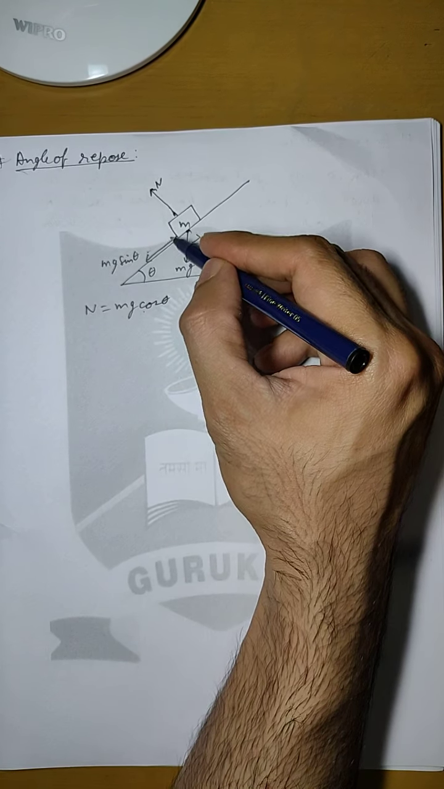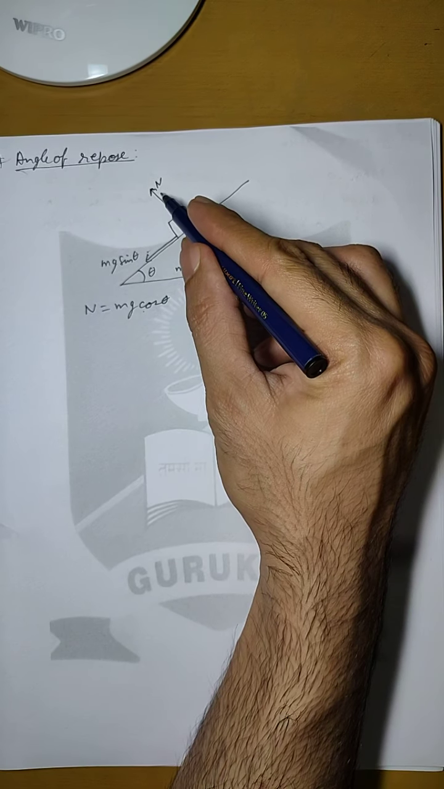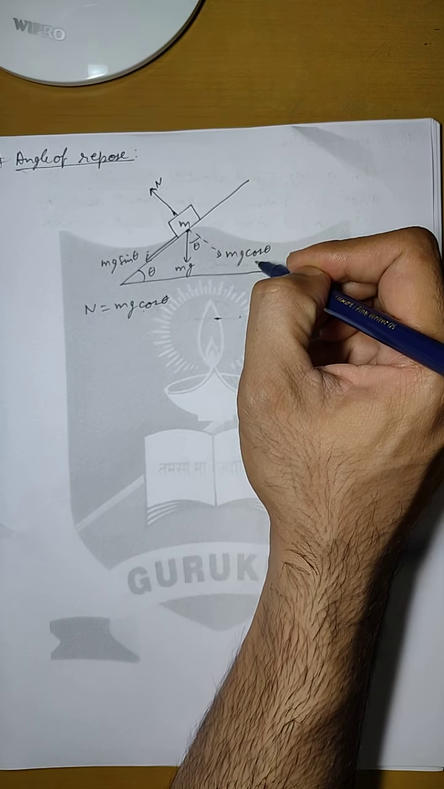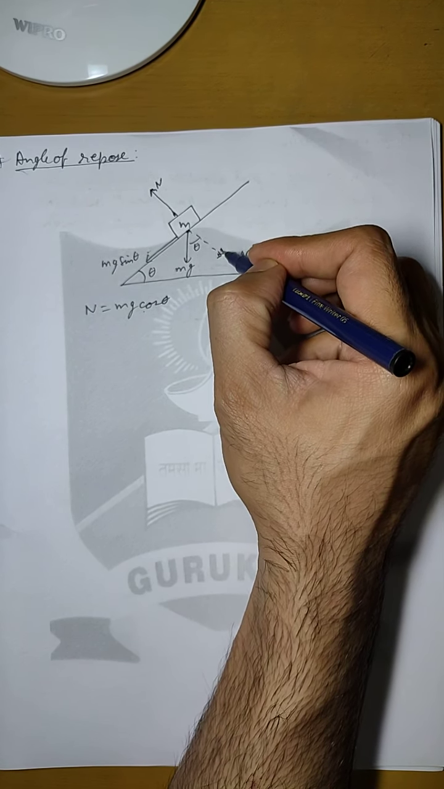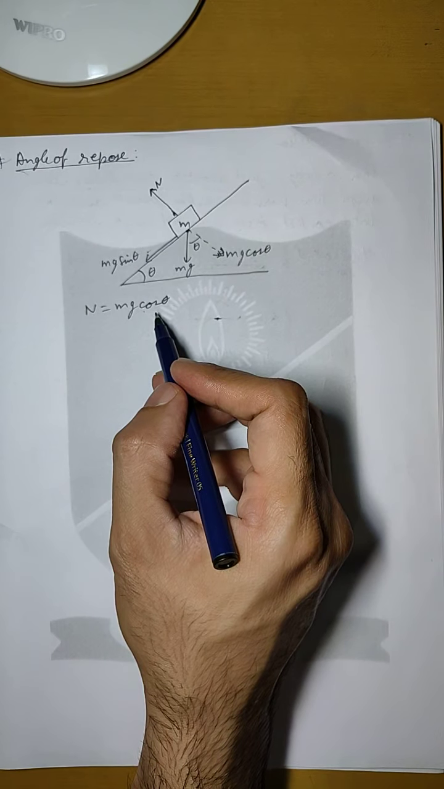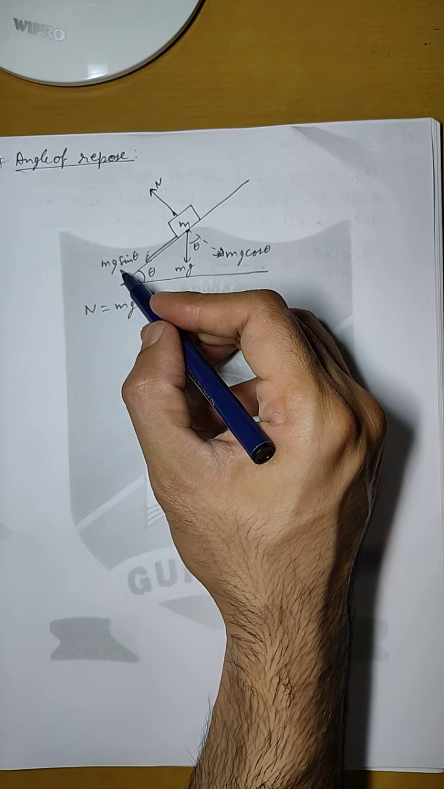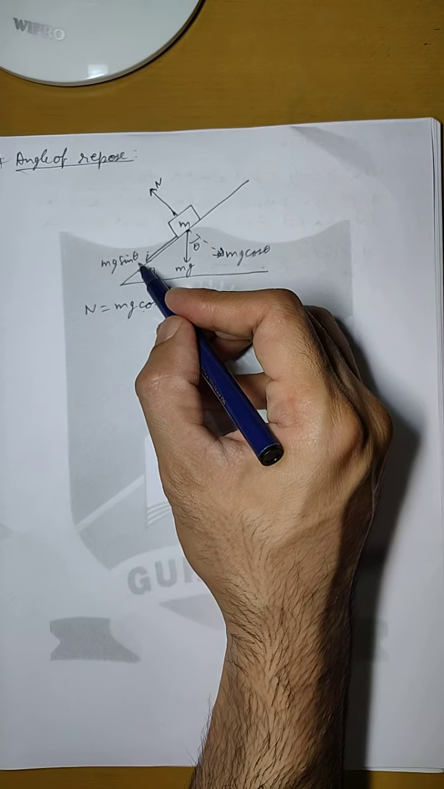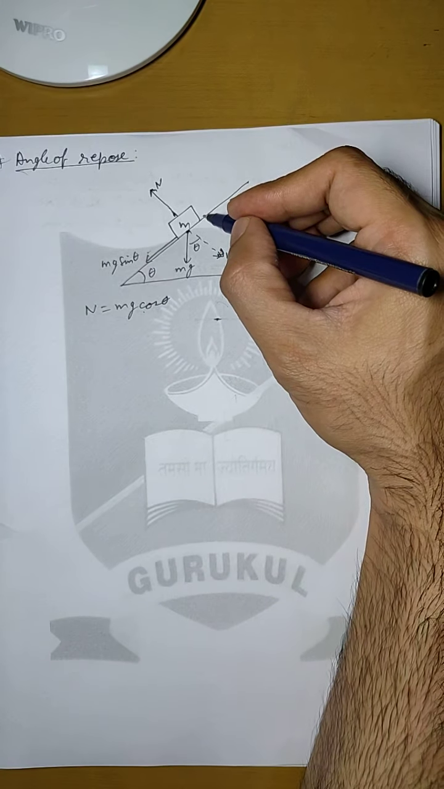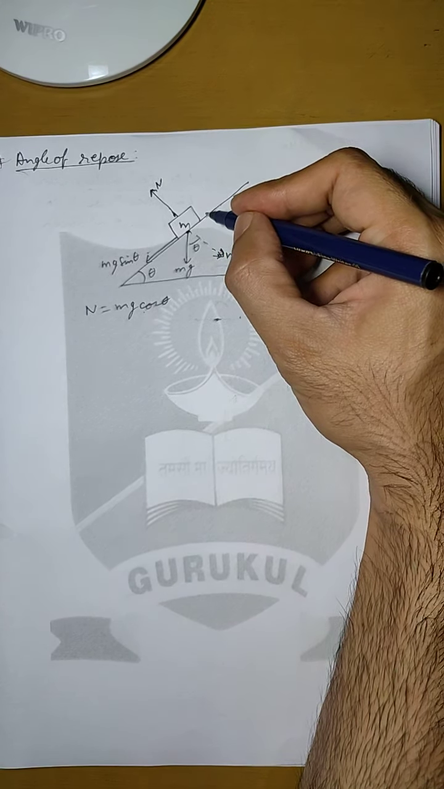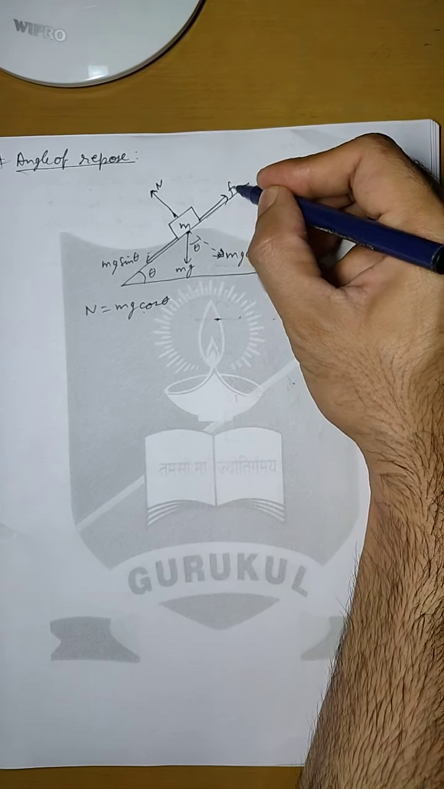The body will slide only over the surface. So that means N should be equal to mg cos theta for vertical equilibrium. So N equals mg cos theta. Mg sin theta has the tendency to move this mass in the downward direction. That means the friction that will be offered by the surface of this inclined plane will be in this direction.